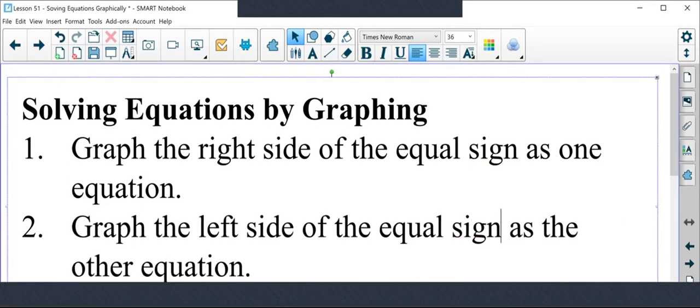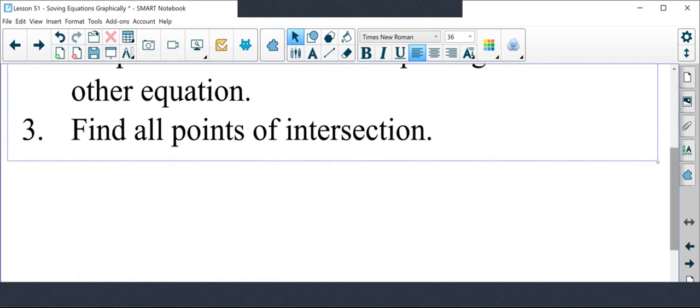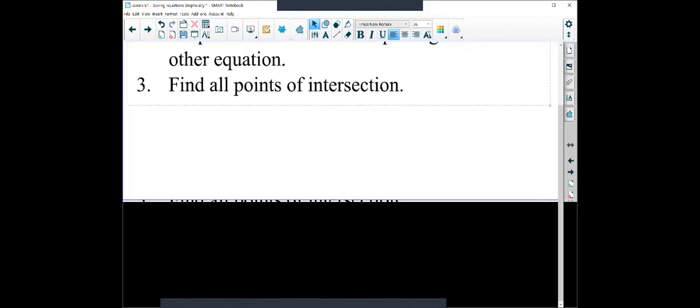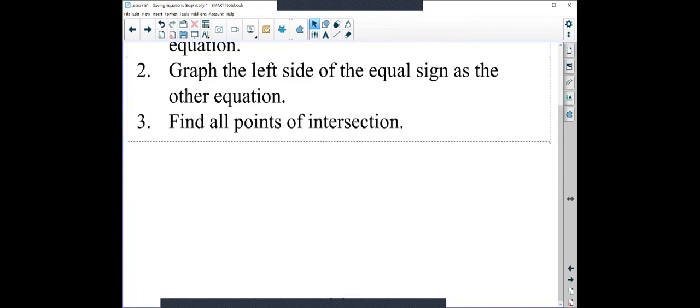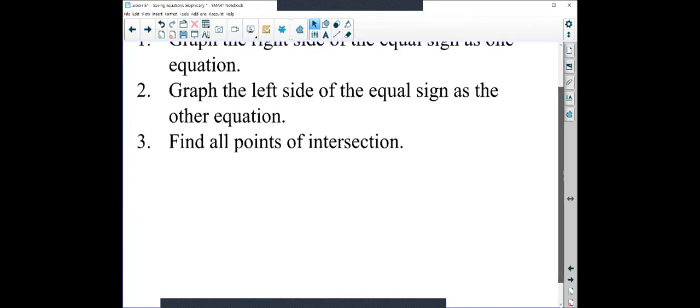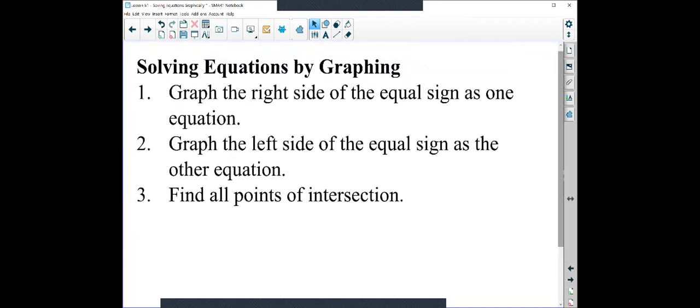And graph that as one equation. So if you're using the Texas Instruments calculator, whatever's on the right-hand side might be your Y1. Whatever's on the left-hand side of your equal sign would be your Y2. And then find where they intersect. And those points of intersection make your solutions.